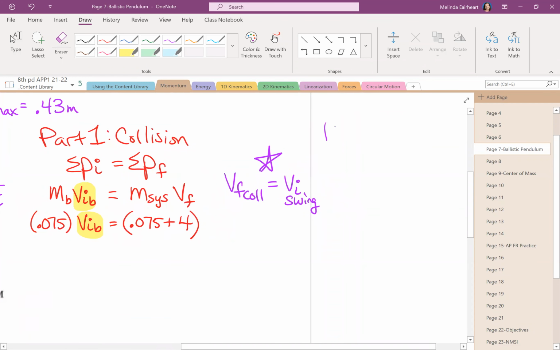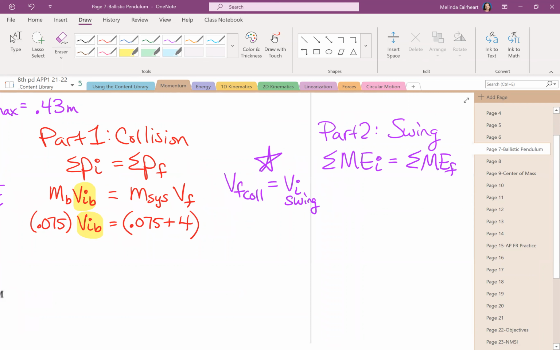So now for part 2, the swing, what's true? Well, momentum is not going to be conserved. It's actually going to decrease as it swings higher, right? It slows down. And so we're going to take a look at the conservation of mechanical energy, and this is for the swing. So remember, with energy, we're looking at locations. Initially of the swing, it's the low point. Final, it's the high point.